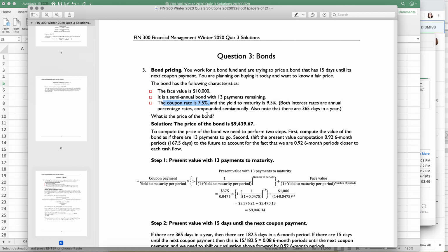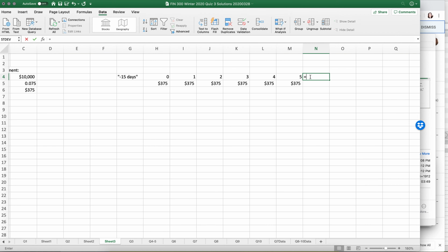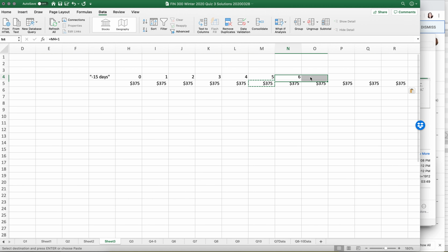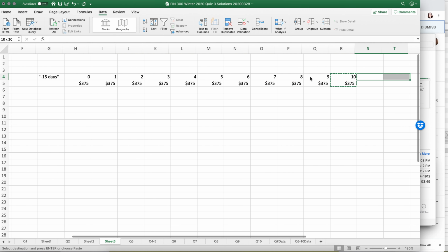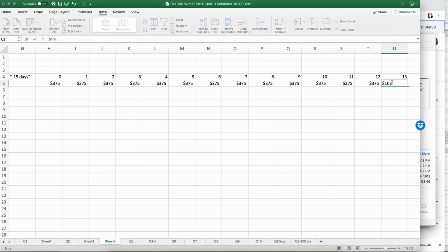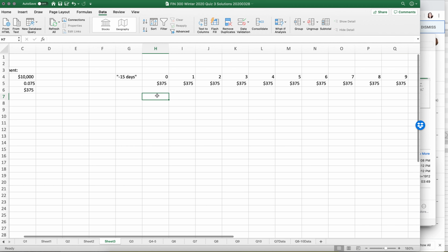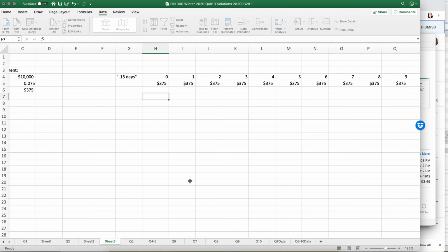The bond, there are 13 payments remaining. I'll just chart this out so you can see. When you're right here, you're going to get $10,375 because you get the principal of the bond back. You can do this any number of ways. I'll do it the long way first, and then we'll go from there.